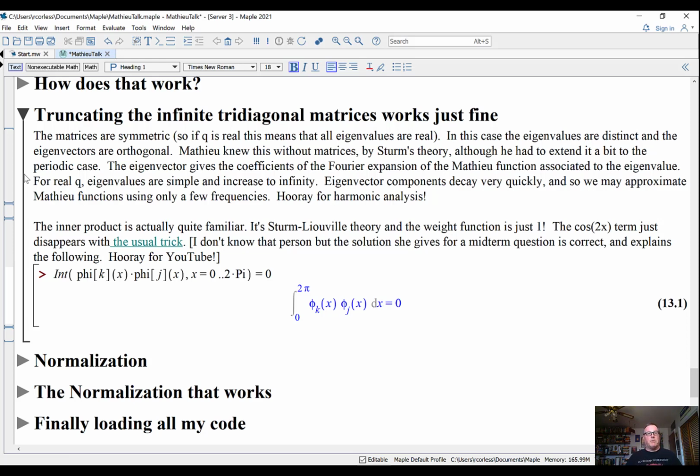For real Q, eigenvalues are simple and increase to infinity by the standard Sturm theory. And the eigenvector components, the entries in the eigenvector, they decay very, very quickly, so you can approximate Mathieu functions using only a few frequencies. And that's a victory for harmonic analysis. The inner product, the orthogonality of Mathieu functions is completely unsurprising. The weight function is just one, standard Sturm-Liouville theory. And so cos 2x, who cares about that? That just disappears with the usual trick.